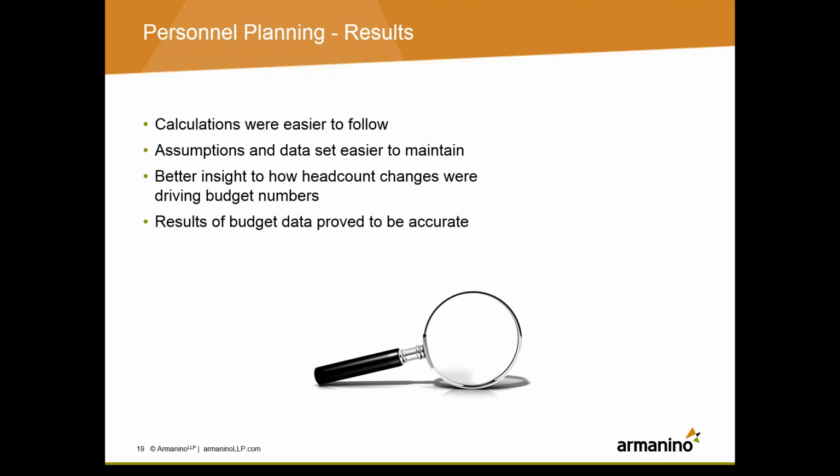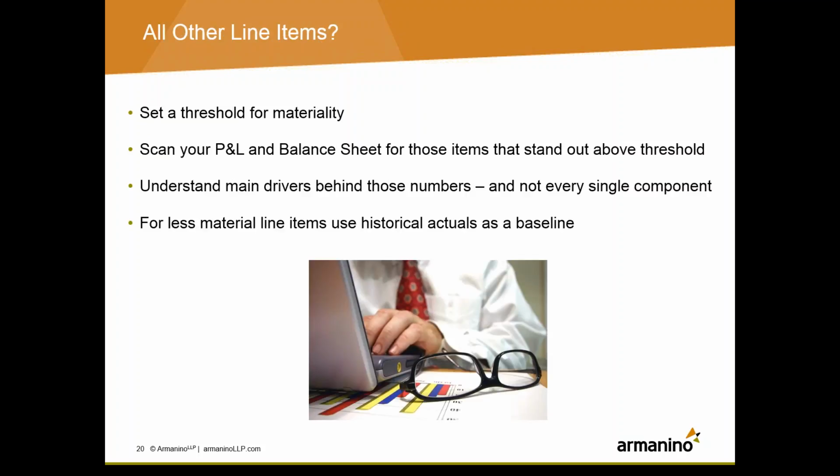So the results here: the calculations were much easier to follow, as with our first example in the revenue modeling. The assumptions and data set were much easier to maintain, and there was better insight of how headcount changes were driving budget numbers, and much closer, much more accurate to the actuals. So that's revenue and personnel.